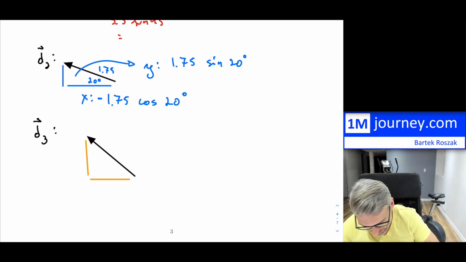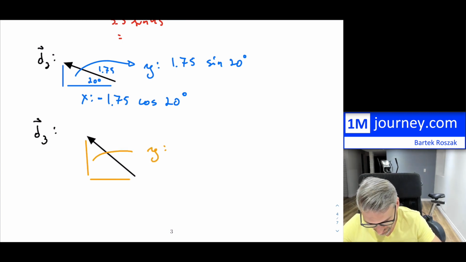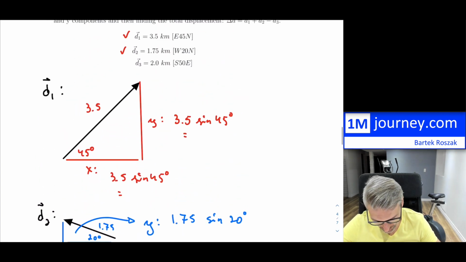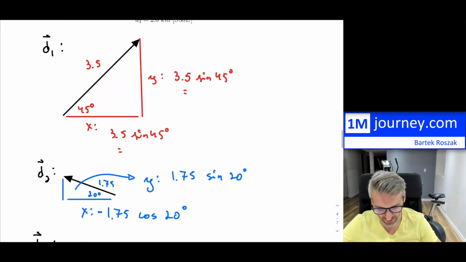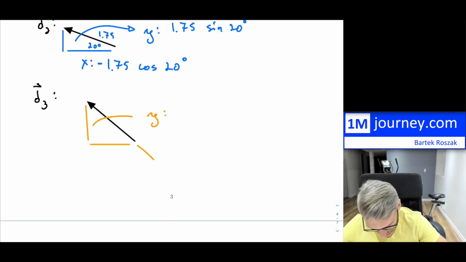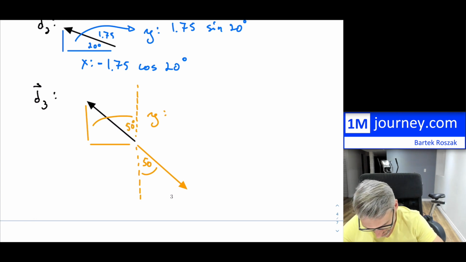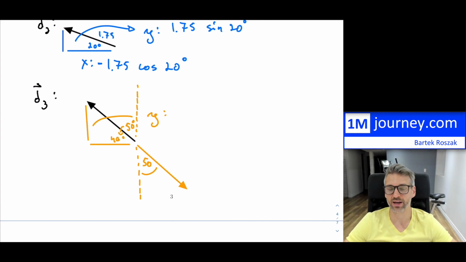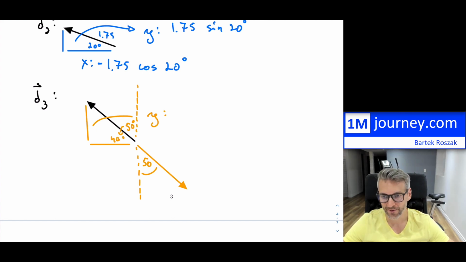So for my y component, that's y. Now the angle, notice it's 50 degrees. Originally, the way it looked was this: 50 degrees here, from the south side. So as I go along here, this would have been the north side, so 50 degrees is over here. That means this angle right here is 40 degrees, because they make up 90 degrees in total for that right angle.